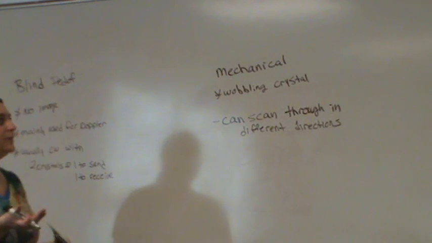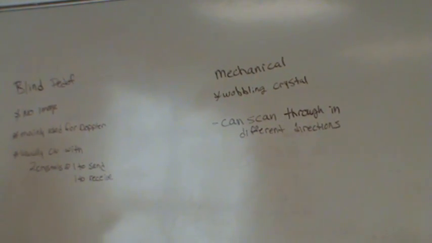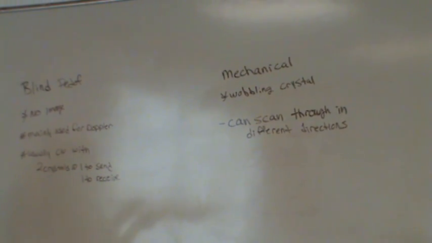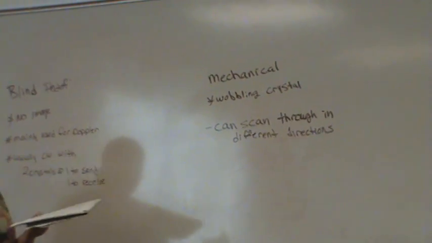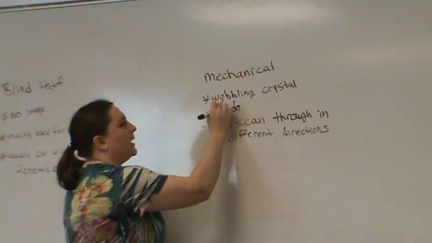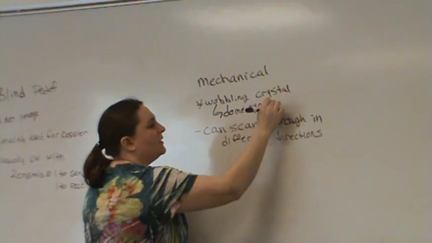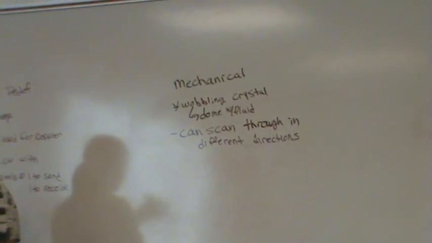So that's really cool. Now we can take this crystal, put it on a motor, and wobble it in different directions so that we send out the ultrasound beam in different directions and create a volume of information, and we can create images with this. That's great. These guys had a dome with fluid in it. So the crystal itself sat in this dome of fluid, so it would move.